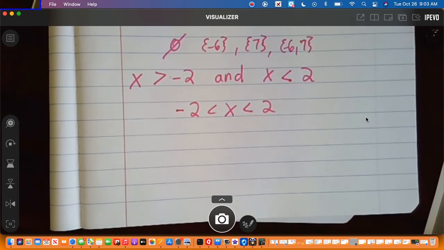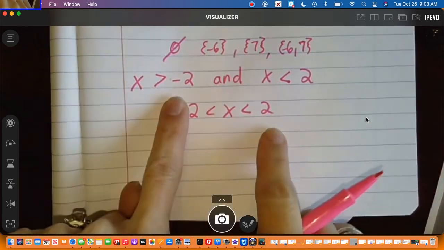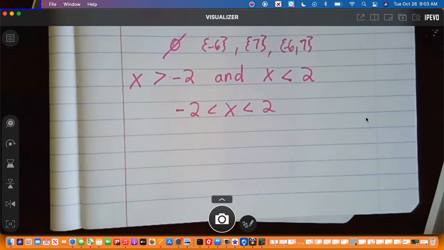Then we have to graph it. And that's one way to write it. Questions before I graph it? So you have your two numbers, -2 and 2, and you just have to know the less than and the greater than sign. Whatever way you learned it, about the alligator eating the whatever in middle school, whatever you have to use.